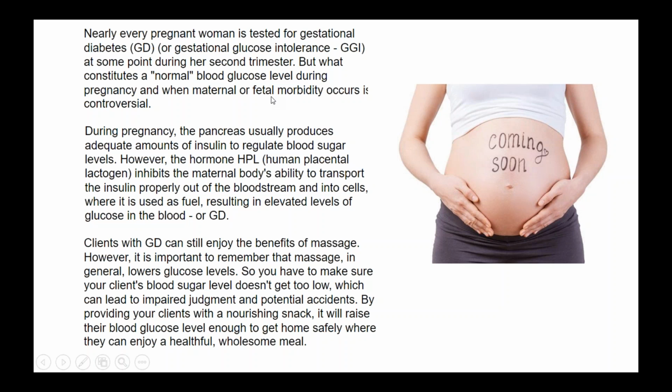But what happens with this is normally during the pregnancy, the pancreas will produce adequate amounts of insulin to regulate the sugar. However, what happens is the HPL hormone inhibits the body's ability to transport the insulin properly out of the bloodstream and into the cells where it's used as fuel. The result would be elevated levels of blood sugar, or gestational diabetes.